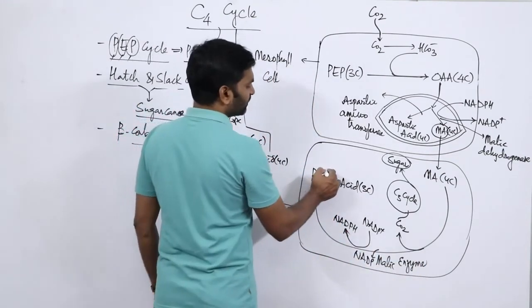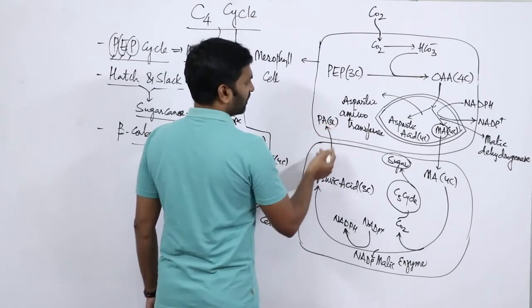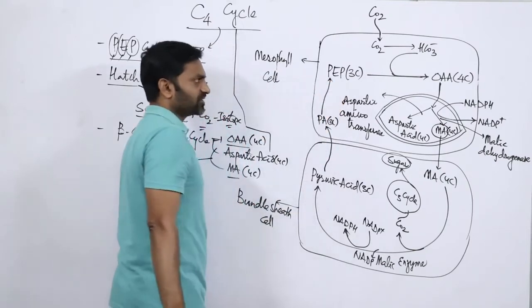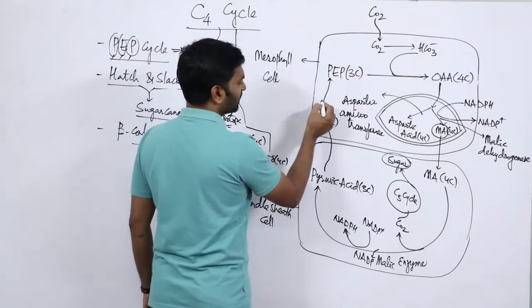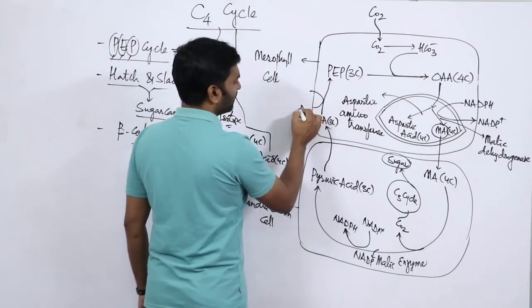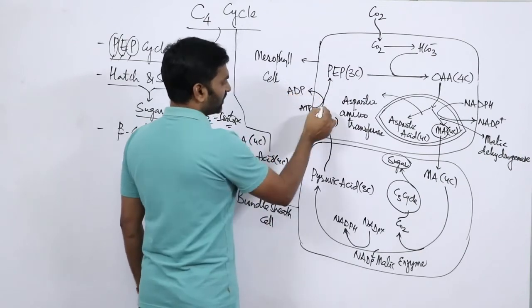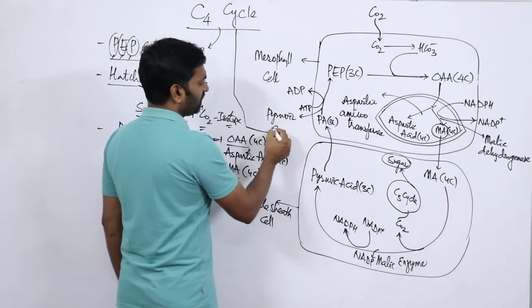Now this pyruvic acid again enters into the mesophyll cell. Then pyruvic acid is in turn converted into phosphoenol pyruvate. Here ATP is converted into ADP. The enzyme is pyruvic dikinase.